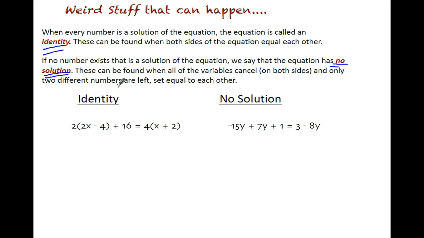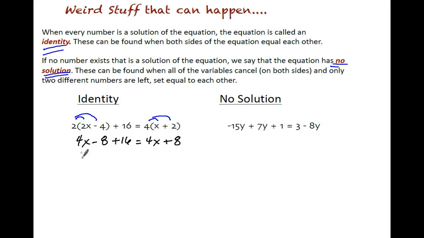So let's go quickly to the identity. If we're going to solve for this one, we're going to start by distributing. So we're going to distribute these out. Okay, so 2 times 2x is going to give us 4x. 2 times negative 4 is going to give us a negative 8. And we're going to bring down the 16. We're going to distribute 4 times x is 4x. 4 times positive 2 is going to be 8.